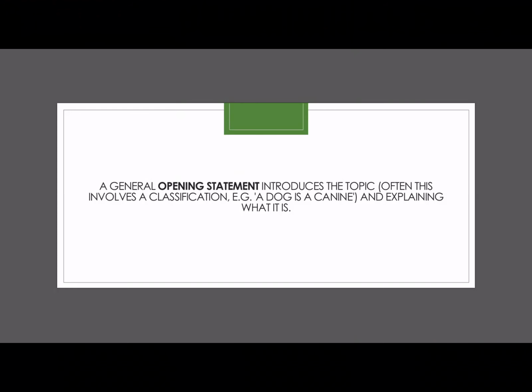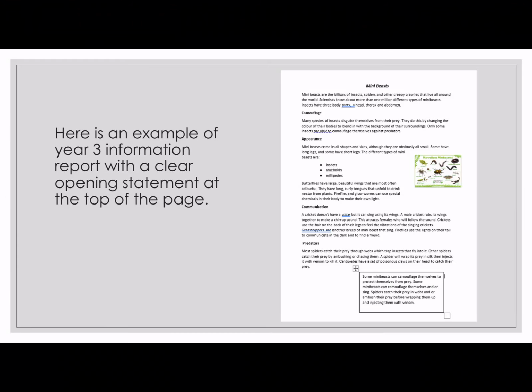A general opening statement introduces the topic. Often this involves a classification. For example, a dog is a canine, and explaining what it is. So you're introducing the topic and explaining what it is. Now let's have a look at an example.